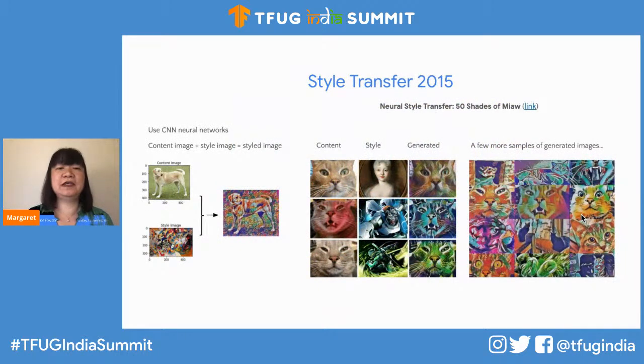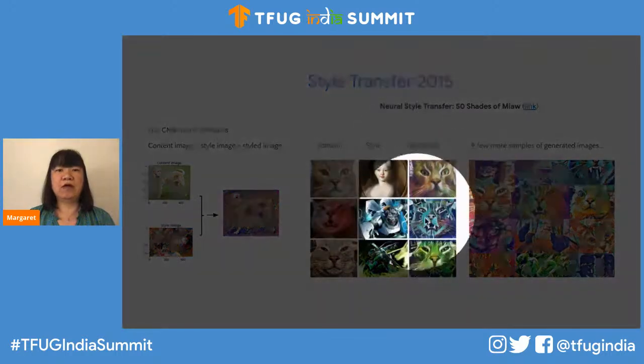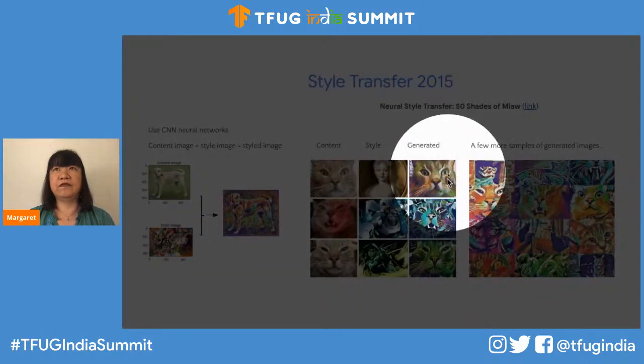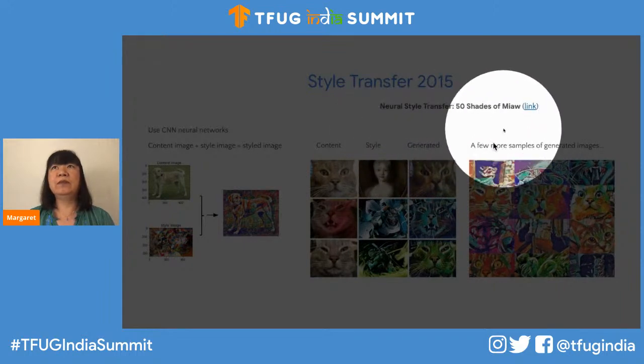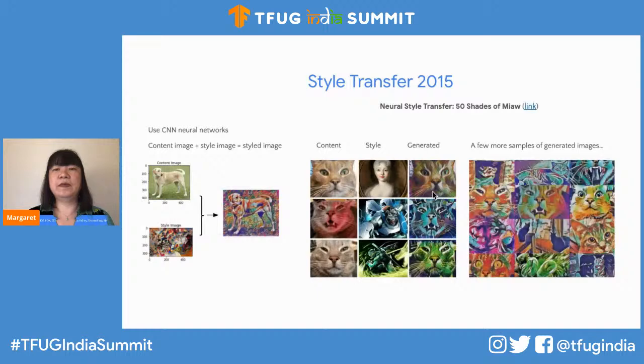Then in 2015, we had image style transfer using CNN feature extraction to apply the style of a style image to a content image and produce a combined image. So here is an example of a developer who wrote the details of it. It's called Neural Style Transfer: 50 Shades of Meow. The developer created these images with style transfer, and it looks pretty good.